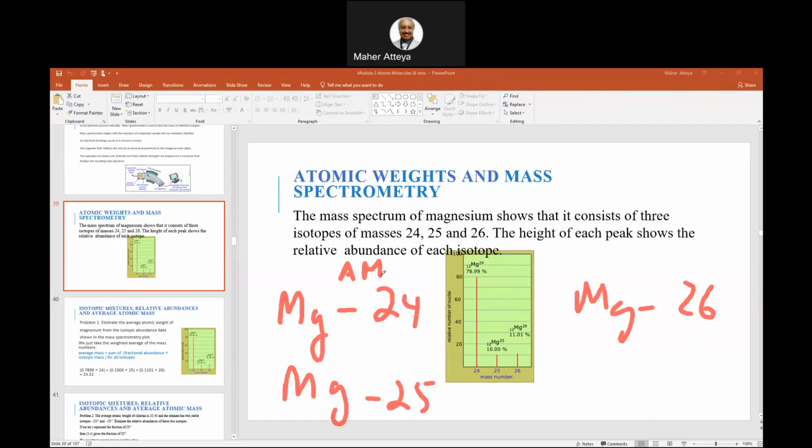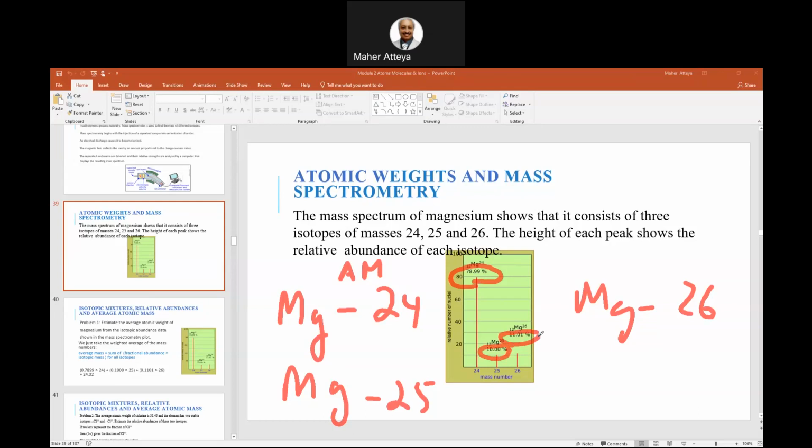So magnesium found in nature has 3 isotopes. The isotope with atomic mass 24 has an abundance of 78.99%. The second one, atomic mass 25, has an abundance of 10%. The third one, 26, has an abundance of 11.01%. So we have to know what is really the atomic mass that appears on the periodic table.